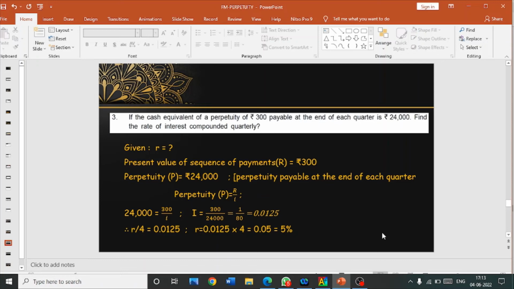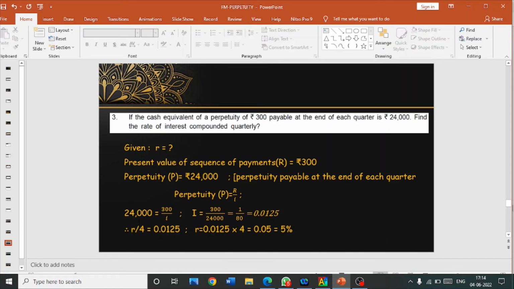Question 3. If the cash equivalent of perpetuity of rupees 300 payable at the end of each quarter is rupees 24,000, find the rate of interest compounded quarterly. So we have to find the R. As the interest is compounded quarterly, I would be R by 4, right? So cash flow is 300. The payments are made at the end of the period. So perpetuity equal to R by I. And the present value is 24,000.